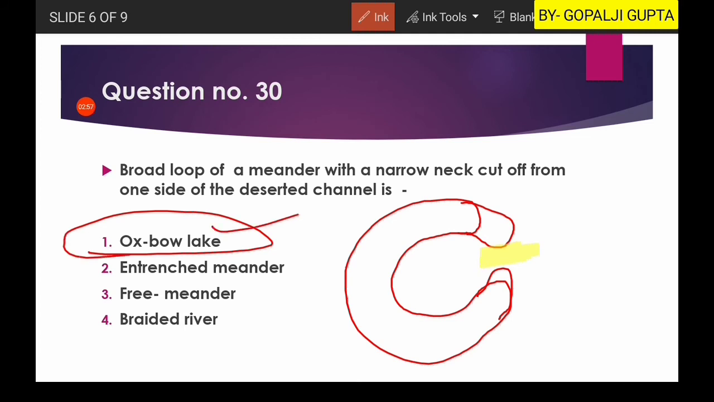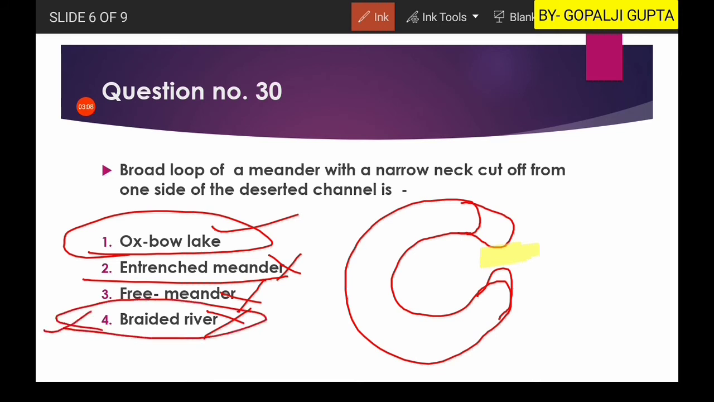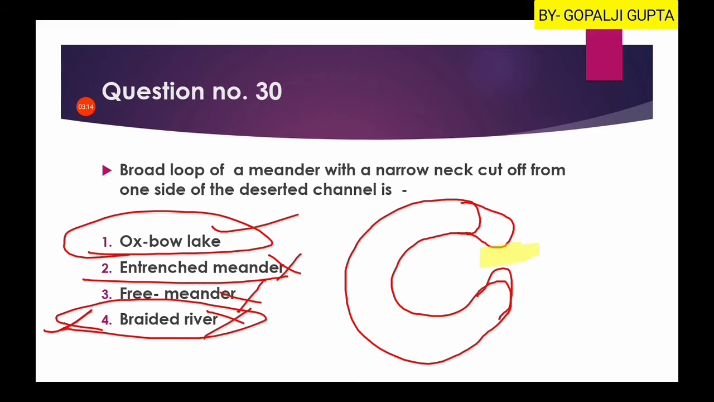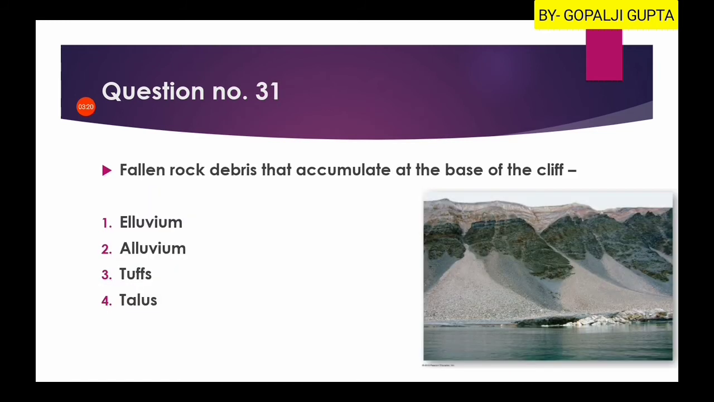Neither the entrenched meander, nor the free meander, nor the braided river, as I have already told about the formation of braided river and the carrying capacity and load of the braided river in the previous video. So here the first option will be your right answer, that it is an oxbow lake.